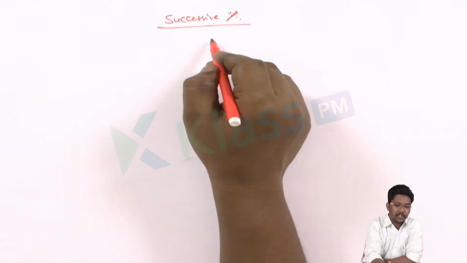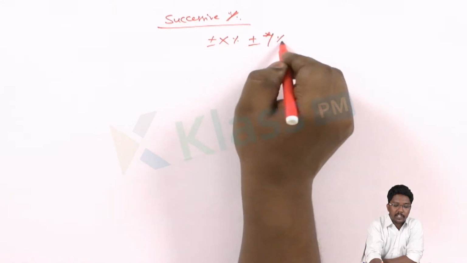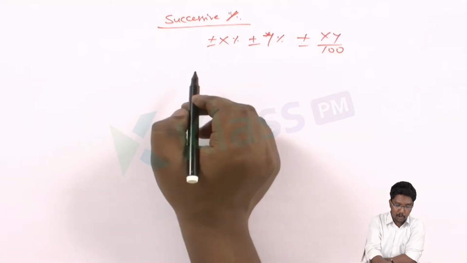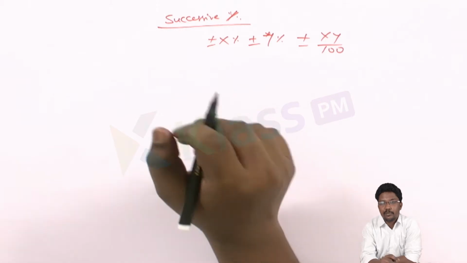What is this successive percentage? Plus or minus x percentage, plus or minus y percentage, and plus or minus xy by 100. I am calculating this because the overall change is different. Successive percentage, or overall change in terms of percentage.